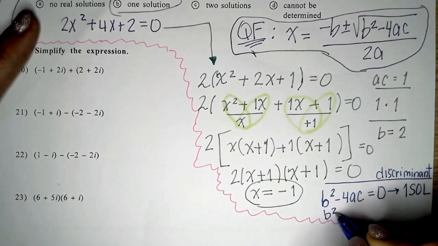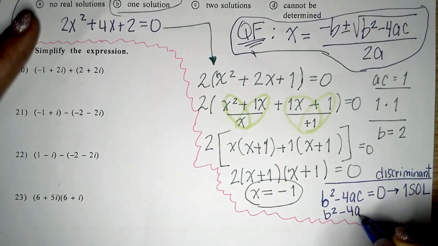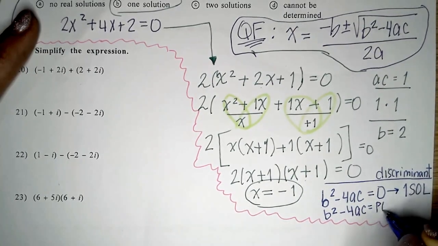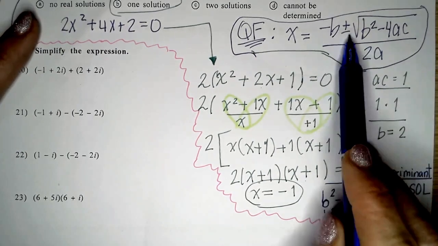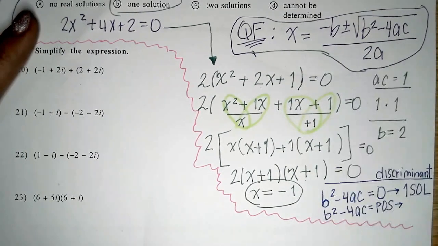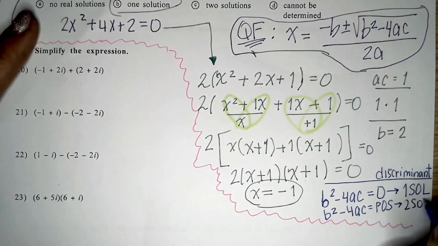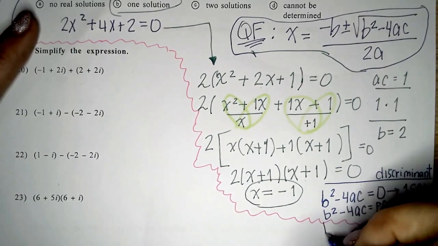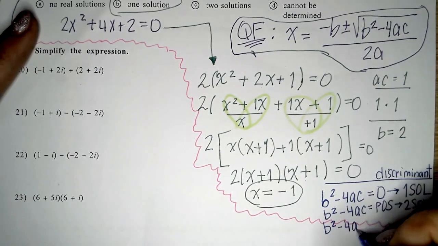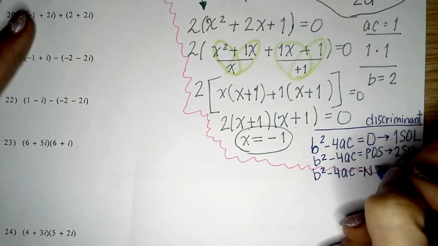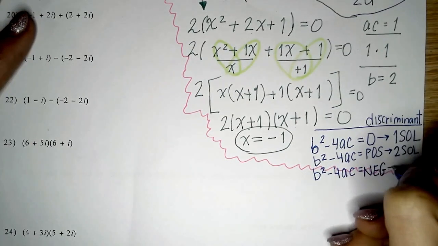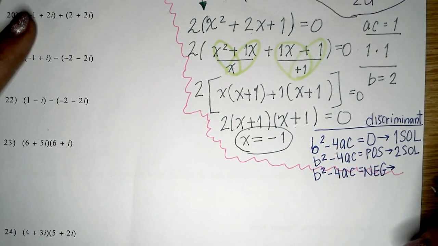Now, these are the other 2 options. If b squared minus 4ac equals a positive number, can you take the square root of a positive number? What's the square root of 4? Yeah, so what's the square root of 9? If I had plus 3 and minus 3, wouldn't I get 2 different answers? So if you have a positive, we write that we have 2 solutions. And what's the only case left? If b squared minus 4ac is, what case did I not talk about yet? Negative. Can you take the square root of a negative? What's the square root of a negative?